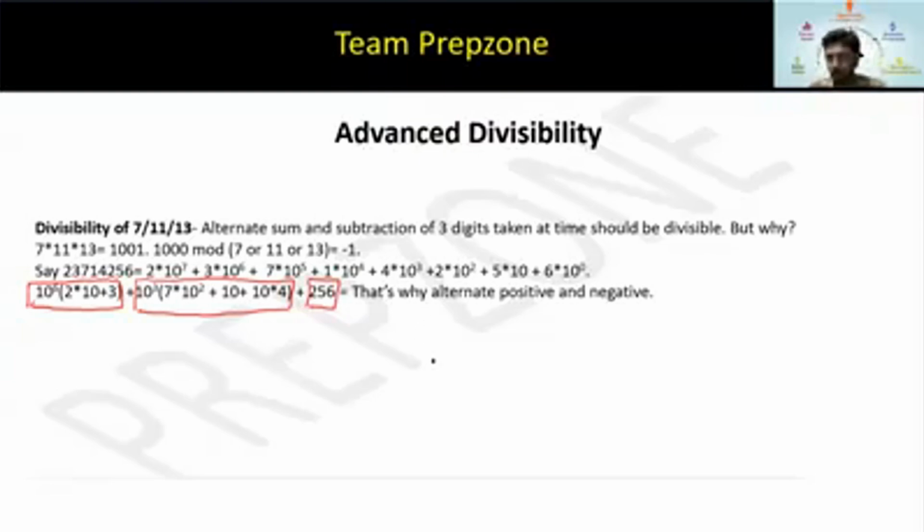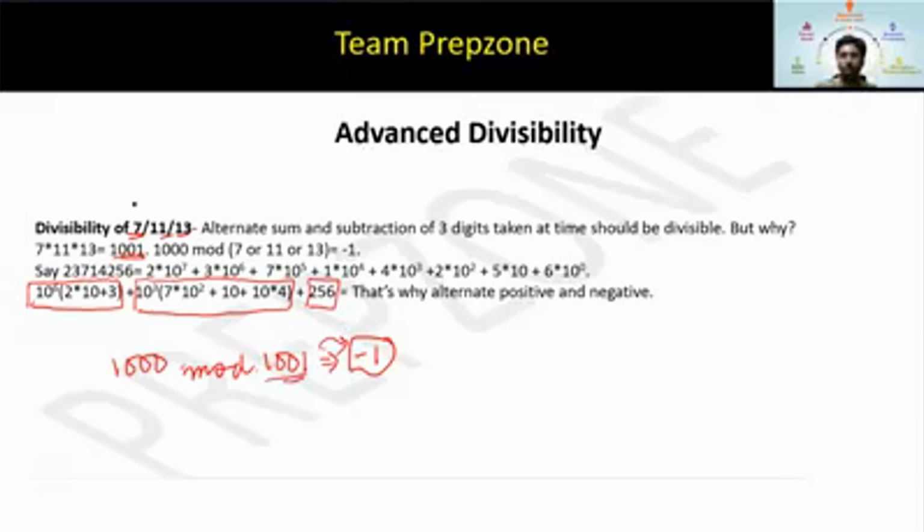Want me to repeat the entire thing? Okay. See, we are seeing divisibility by 7, 11, or 13. Now, 7 into 11 into 13 is what? 1001. Okay. Suppose, Manali, if I am asking you, tell me what is 1000 mod 1001. What will you say? So the remainder is minus 1, right? You will tell me this only, that if you divide this by 1001, then the remainder should be minus 1.